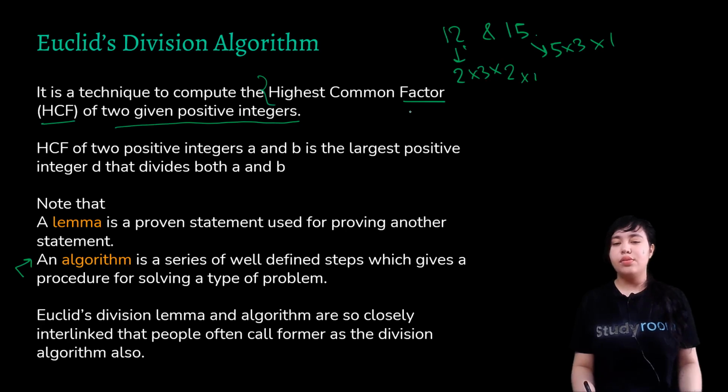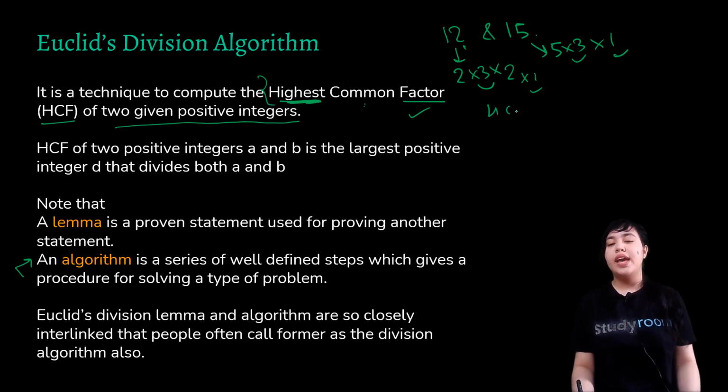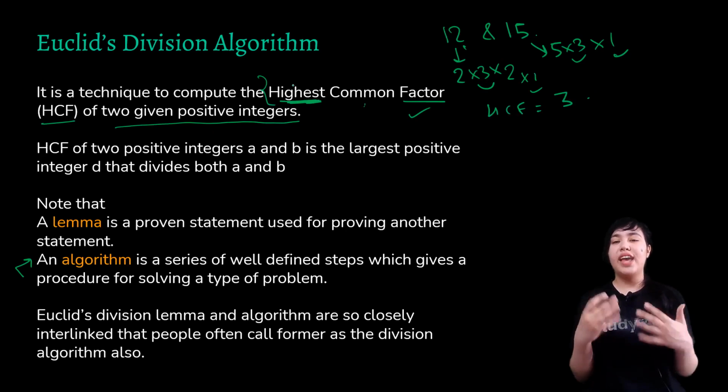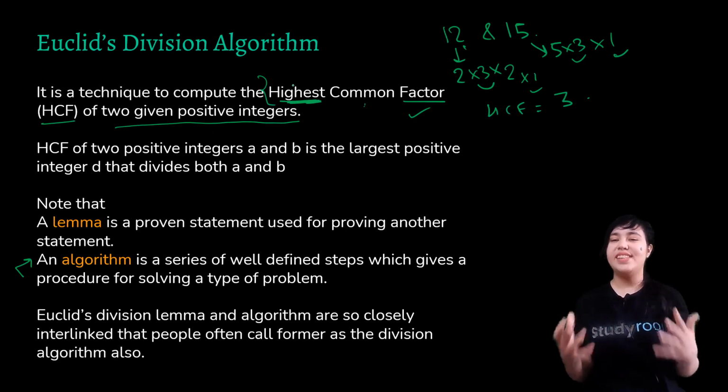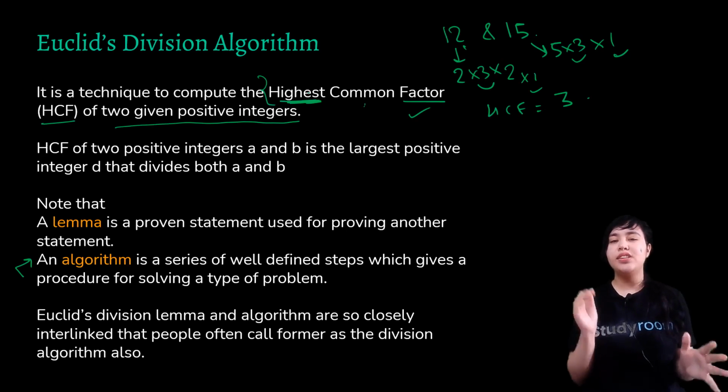So the factor part is done. Then we have to look for the common factor. So here the common factors are 3 and 1. So you have to choose the highest factor out of 3 and 1, which would be 3. Hence HCF of 12 and 15 is equal to 3. So without even looking at the definition, we could figure out what HCF means. Okay, so just break it word by word.